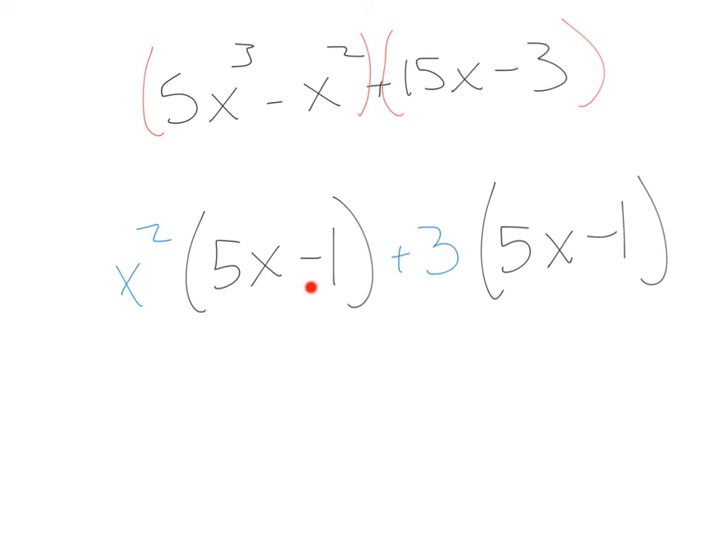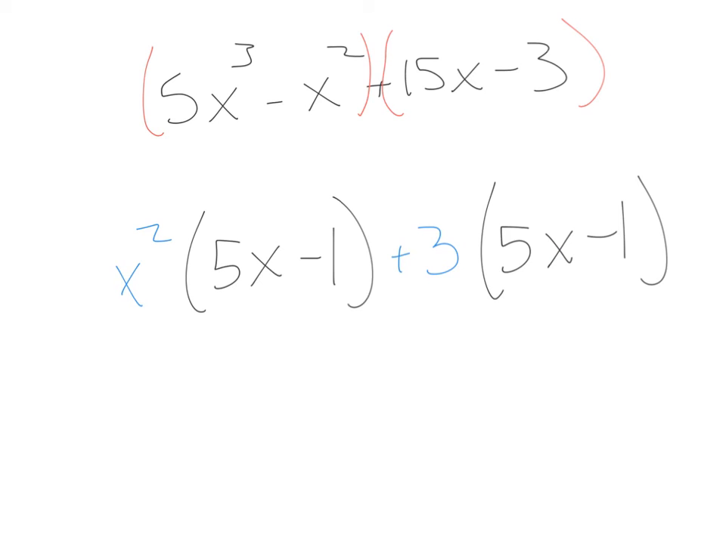Notice that the 5x minus 1 and the 5x minus 1 are the same. That's important for factoring by grouping. It's not always going to happen. You're not always going to be able to make it work out that way. But if you can, continue factoring this thing. If you don't, you're done. There's no other factoring we can do.